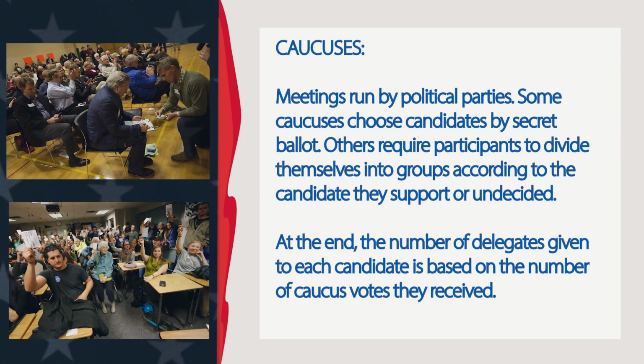Caucuses, meetings run by political parties. Some caucuses choose candidates by secret ballot. Others require participants to divide themselves into groups according to the candidate they support or by undecided. At the end, the number of delegates given to each candidate is based on the number of caucus votes they received.